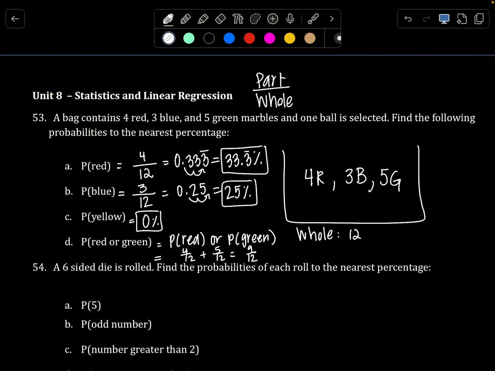9 out of 12, which is 0.75. Move the decimal over, that's 75% of the marbles that are red or green. Are there any questions? Okay, let's go to number 54.